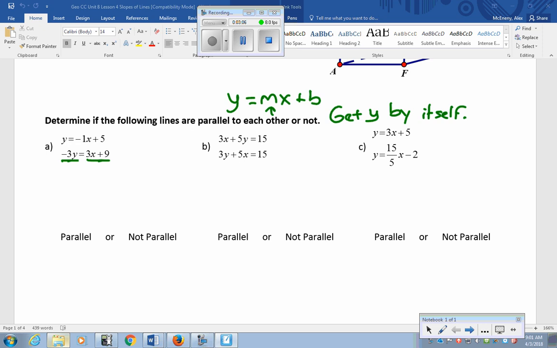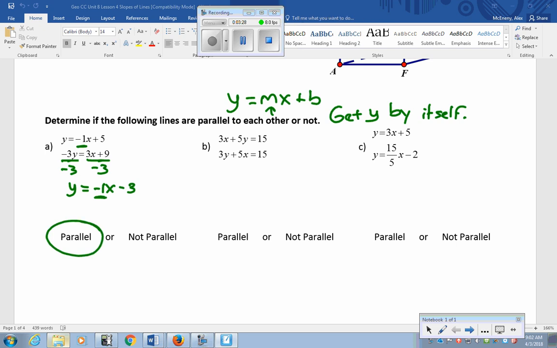If you look at A, notice we don't have y by itself with this one, but we can get it by itself by dividing by -3. If I divide each of these by -3, 3 divided by -3 is -1, and 9 divided by -3 is -3. So in this case, the slope is -1, and the one from above has y by itself, so those are parallel.